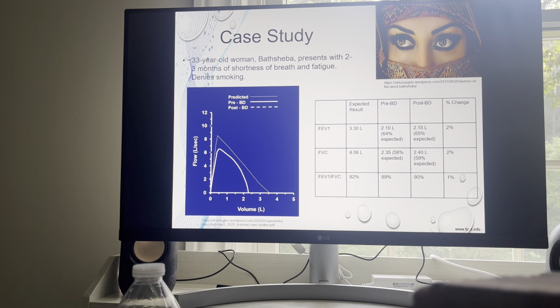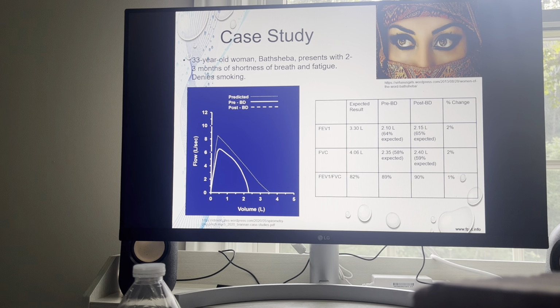Is her FEV1 FVC ratio less than 70%? No. She's at 89%. She does not have obstructive lung disease. Is the FVC less than 80? Yes, the FVC is 58%. She has findings suggestive of restrictive lung disease. So if not already done, we'd want to do a chest x-ray, probably a CT scan, and then we'd want to evaluate for underlying causes.